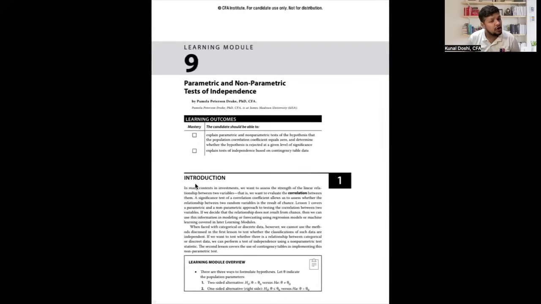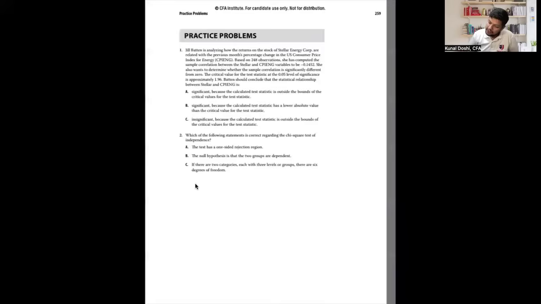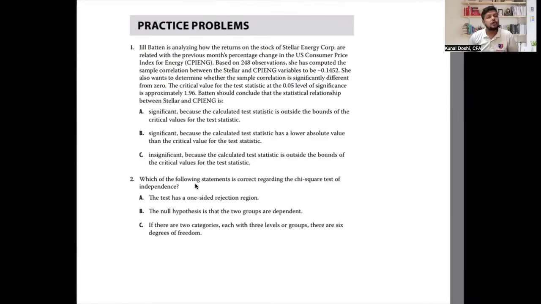Here, even though in your notes it says test of independence, they have also put the correlation test into the parametric and non-parametric. First of all, let me discuss correlation. There are two tests. One is parametric, another is non-parametric. The non-parametric test, we don't do for our exams. The non-parametric test is called the Spearman rank correlation test. But the parametric test we can do.